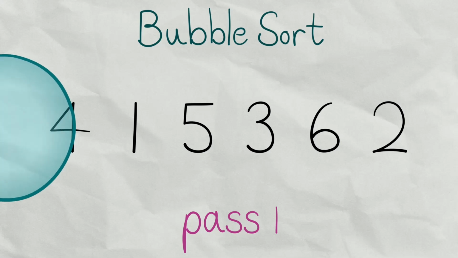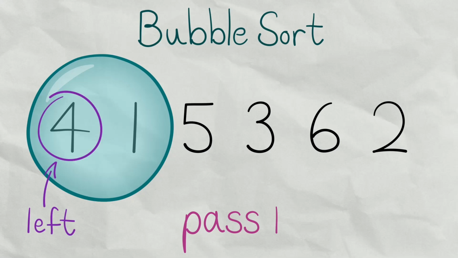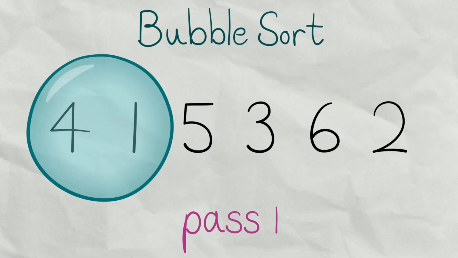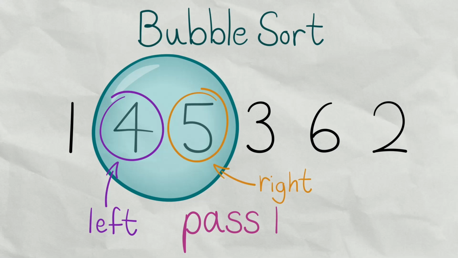The bubble starts by surrounding the first two elements. Let's call these left and right. We're ordering the list from low to high, so if left is greater than right, we swap. The bubble moves on and compares the second and third elements in the list. Same premise again. If the left element in the bubble is greater than the right, we swap.